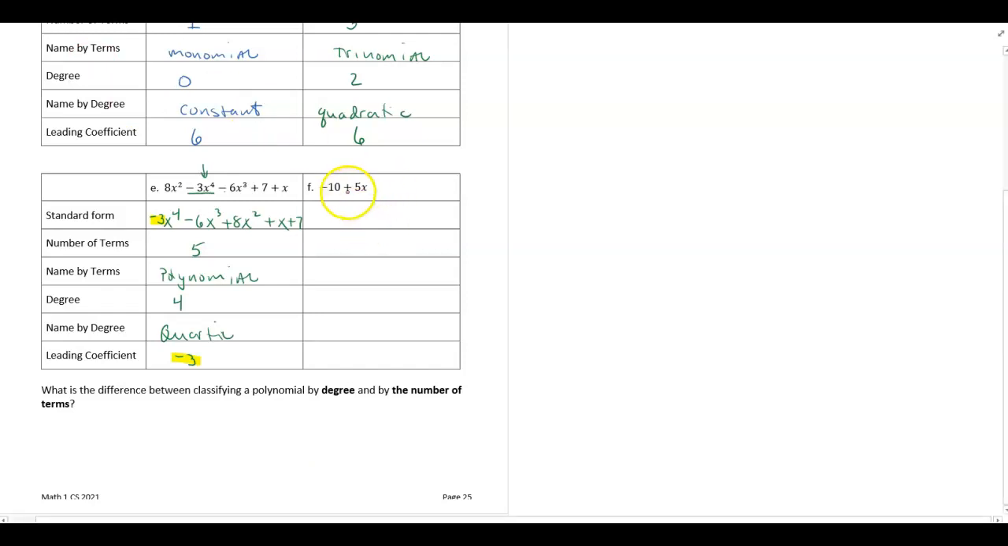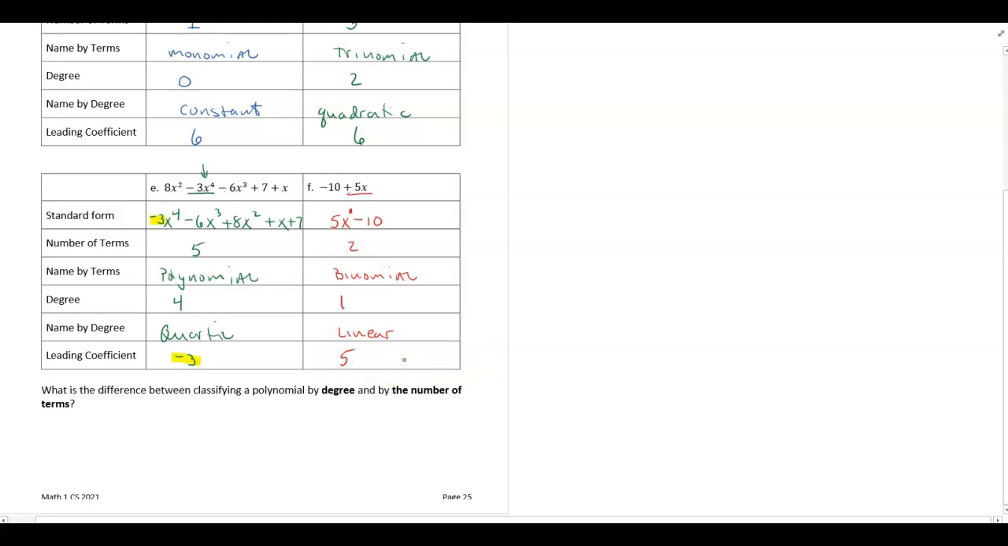And then the last one here. If I look, x is my highest exponent, so it's 5x. Since that's -10, we're going to subtract it, so -10. There are two terms, so the name by terms is a binomial. The degree, since the highest exponent, we don't see it, but we know it's there, is degree 1. And the name by degree then would be linear. And the leading coefficient would be +5.